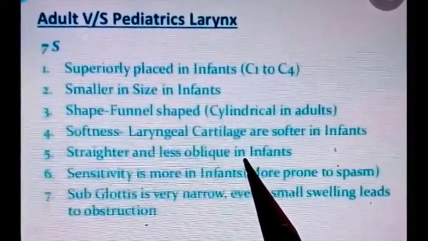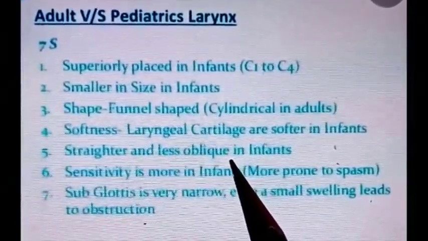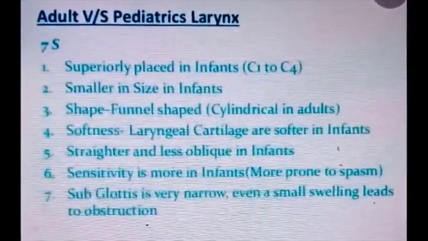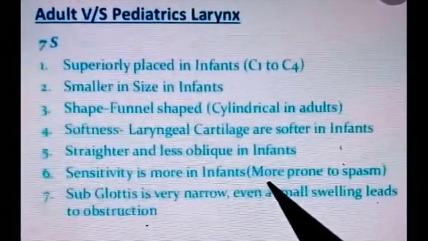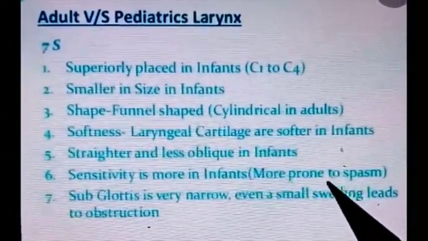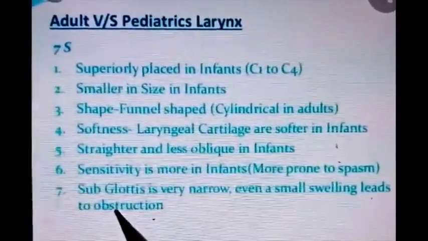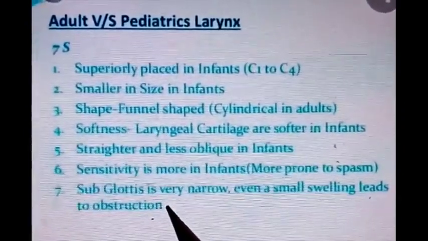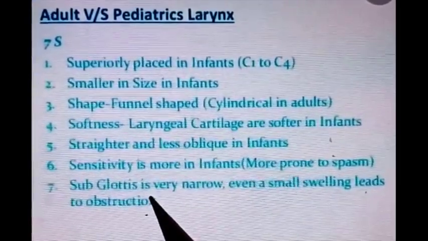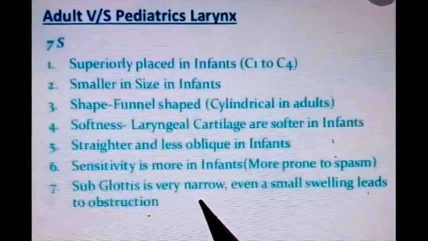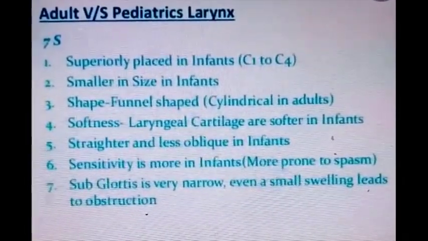Vocal cords are also smaller in length. These are about 4 to 4.5 millimeters in length. Sensitivity of larynx is more in case of infants, so that is why it is more prone to spasms. Supraglottic and subglottic mucosa is lax in case of infants. Subglottic cavity is also narrow, and even a small swelling leads to respiratory obstruction.